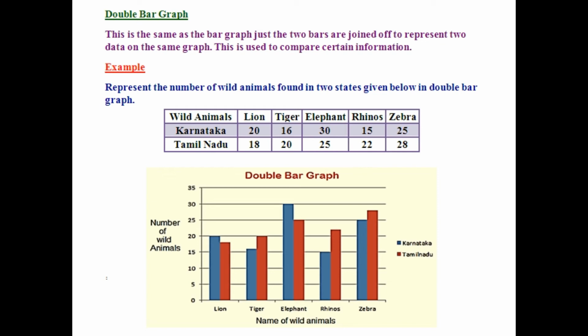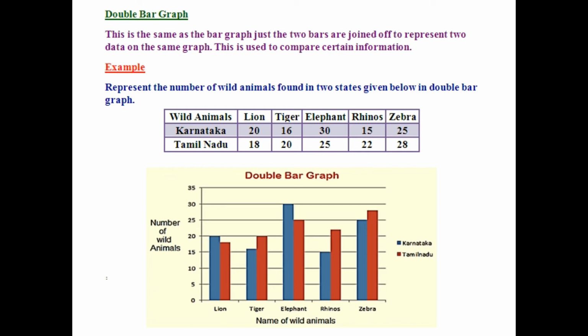So here first we will draw the bar for the first animal. It is 20. Up to 20 you draw one bar. Then for Tamil Nadu up to 18 you have to draw. Clear? Here 18 means 15 and next to 15, 3, so 6 small divisions you have to take. Then you complete the bar.